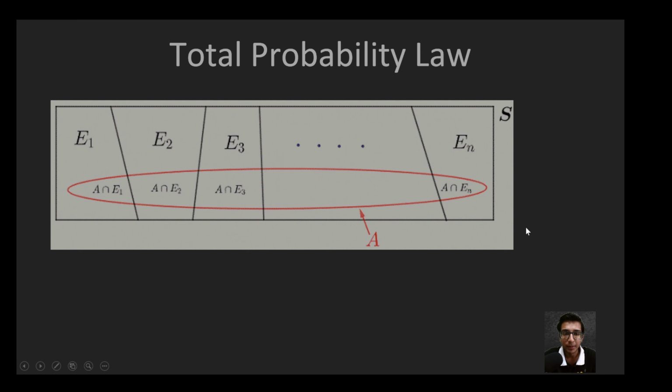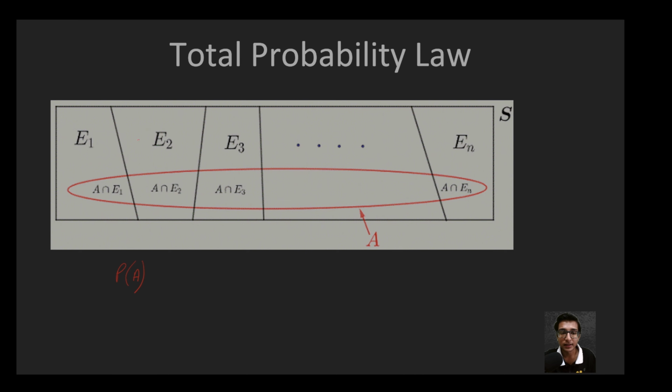Now let us study about total probability law. What does total probability law mean? Let's say we have to find out the probability of an event A, which is getting intersected with a lot of events E1, E2, E3 up till En.